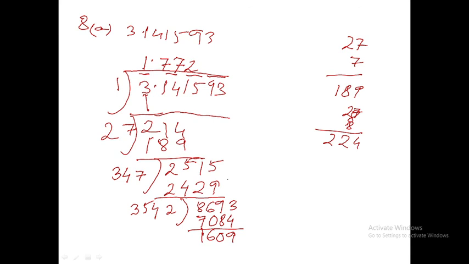So we can write, therefore, the square root of 3.141593 equals 1.77. This is our answer.